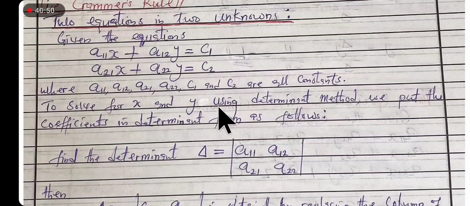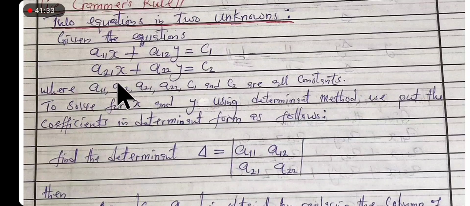To solve for x and y using determinant method, we put the coefficients in determinant form as follows. The coefficient of x in this first equation is a11. The coefficient of x in this second equation is a21. So we have to extract their coefficients so that we can put them in a determinant form. So find the determinant of, this is a sign of determinant. This is another symbol for determinants too. This is going to be equal to a11, a12, a21, a22.